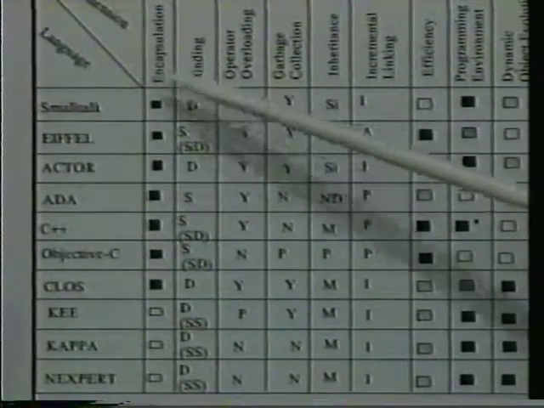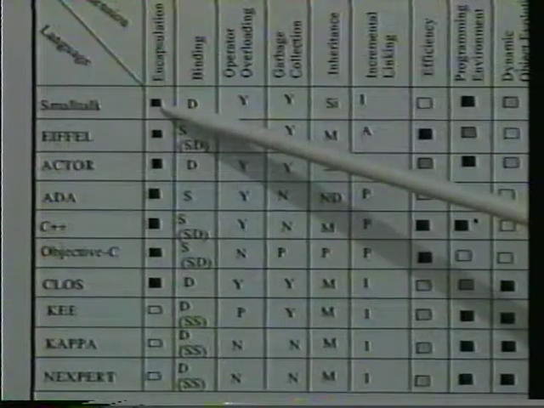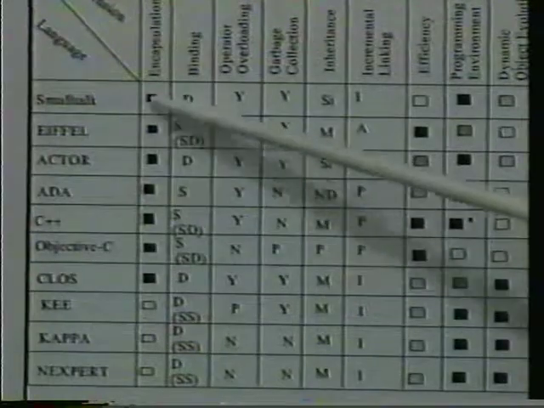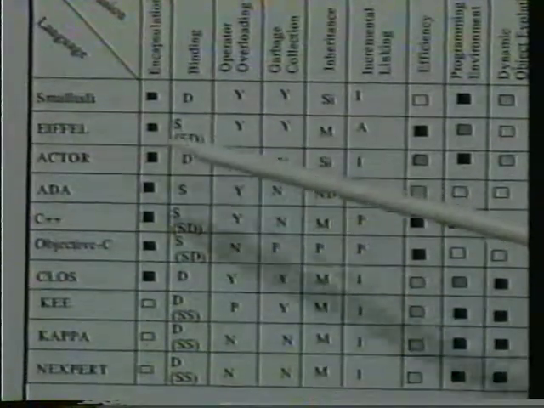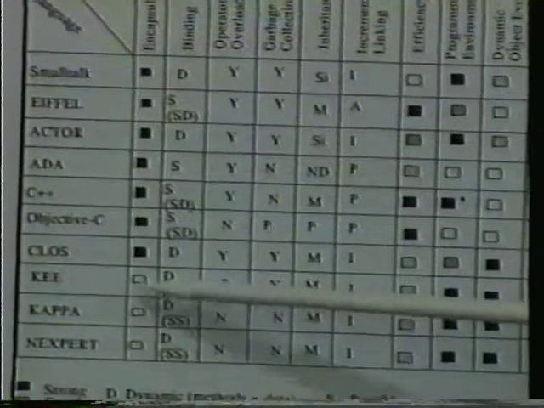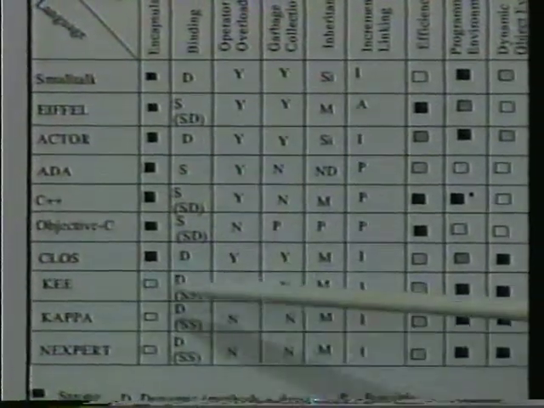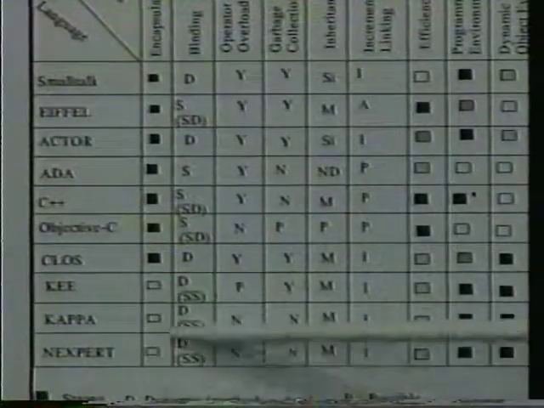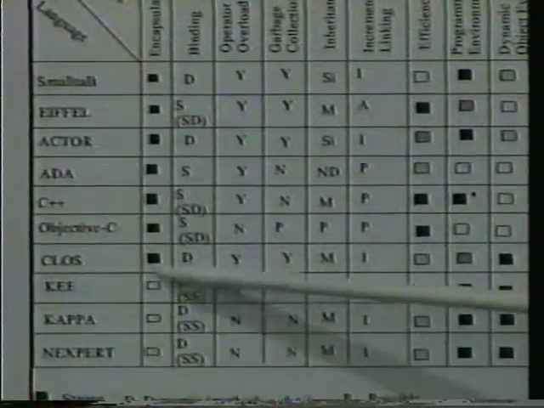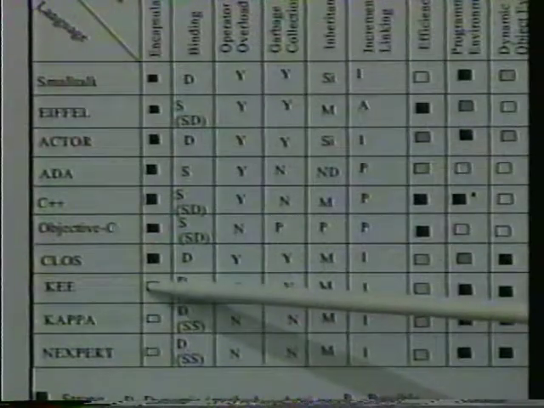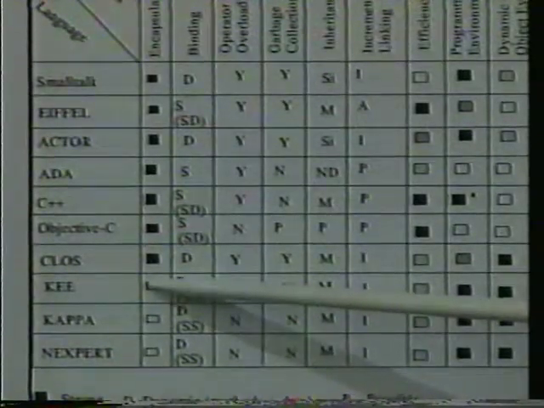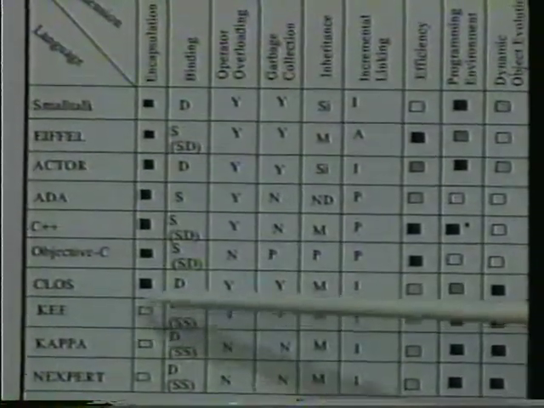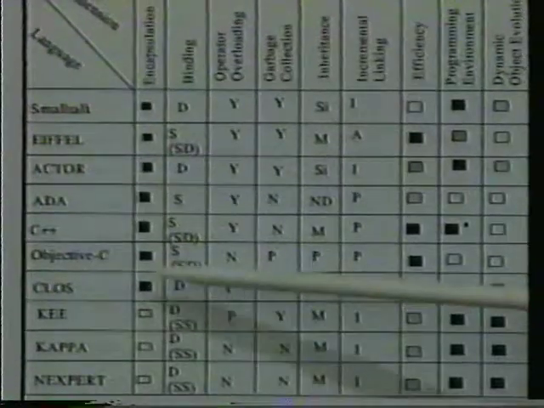Encapsulation. Smalltalk provides strong encapsulation. Eiffel provides strong encapsulation. Actors provides the same facilities as Smalltalk. However, the expert system based languages don't provide a very good encapsulation. Many times these variables are public. Most of the variables are public, and they don't have a notion of hiding the private variables from the rest of the world. So any object can go in and make changes in any of the other objects.